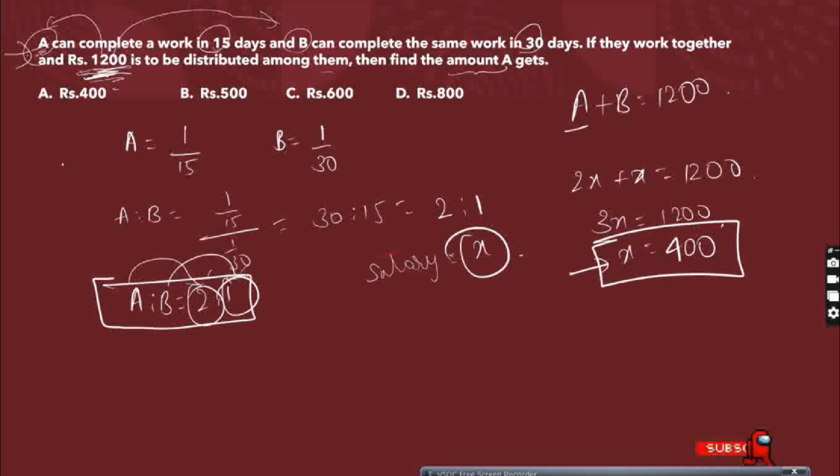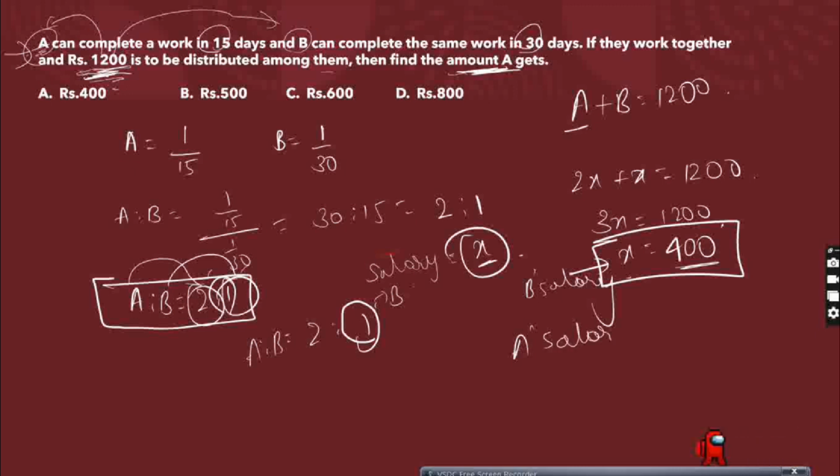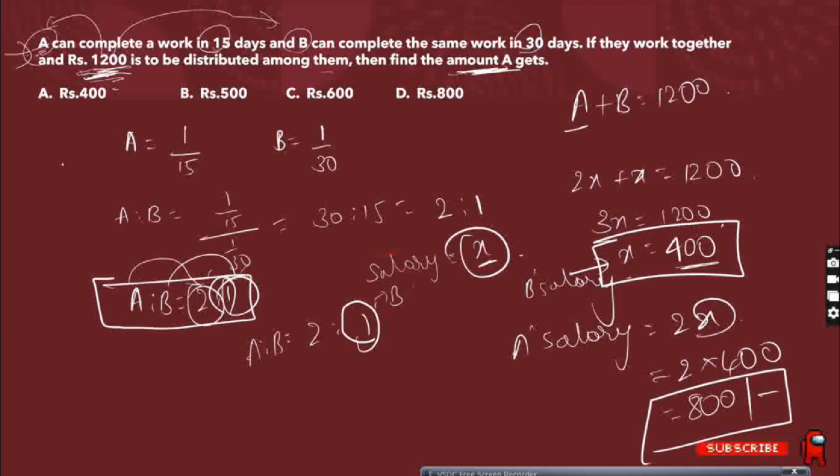This X is B's salary, right? This is the A is to B ratio. This one is B's ratio and B's ratio is X, right? So B's salary is 400. But they are asking the salary of A. Now A's salary is 2X, right? The X value is 400. Substitute 400 in the place of X and we will get A's salary is 800. So option D is the answer, 800.